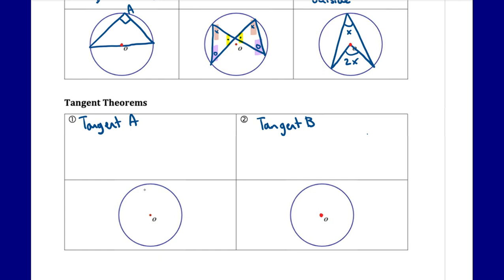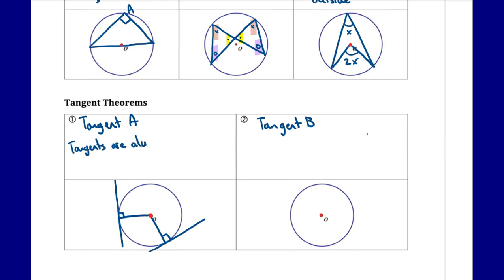So the first one is talking about tangents in general. So if I were to draw a tangent, this line would technically be touching our circle at one point only. And if we were to draw a radius out to that point, it is going to form a 90-degree angle. Same if I draw a tangent here, it's touching the circle at one point. If I draw a radius out, it will meet that tangent at 90 degrees. So the tangents are always 90 degrees to the radius.